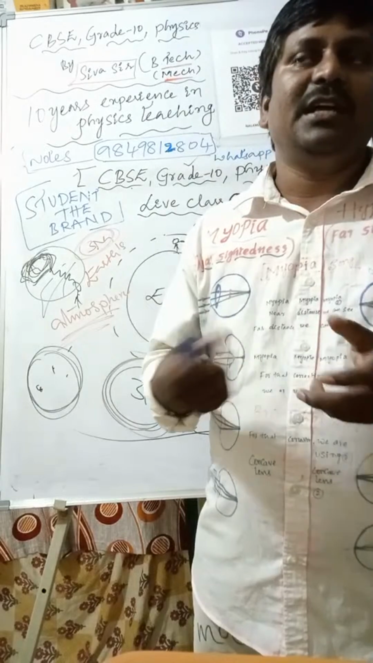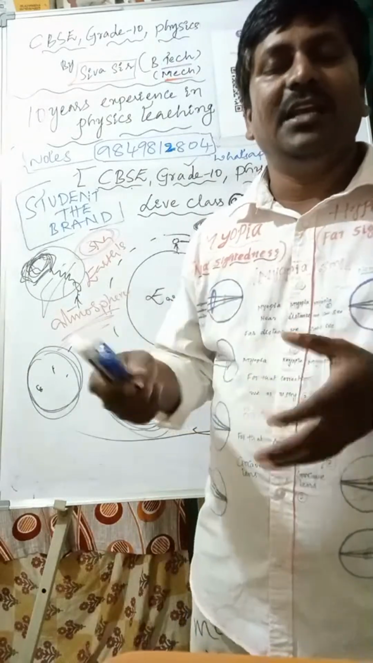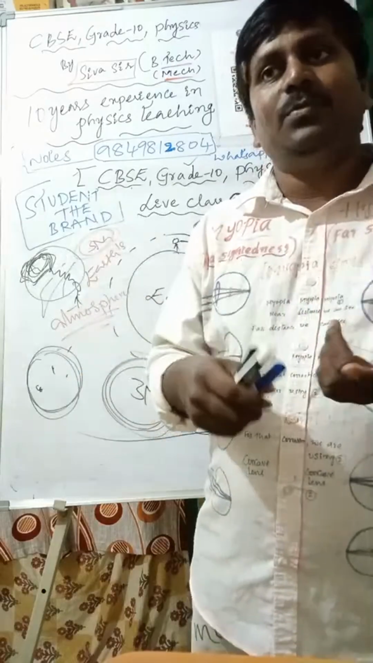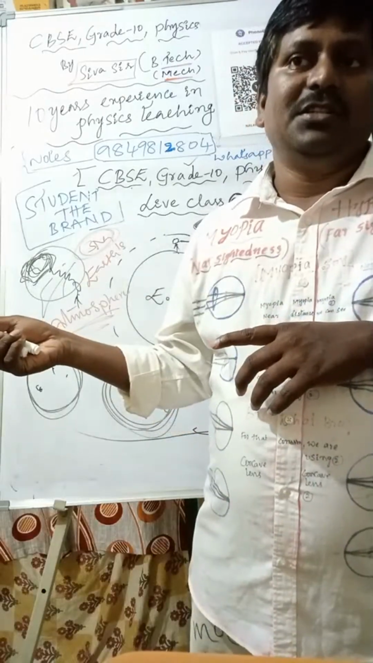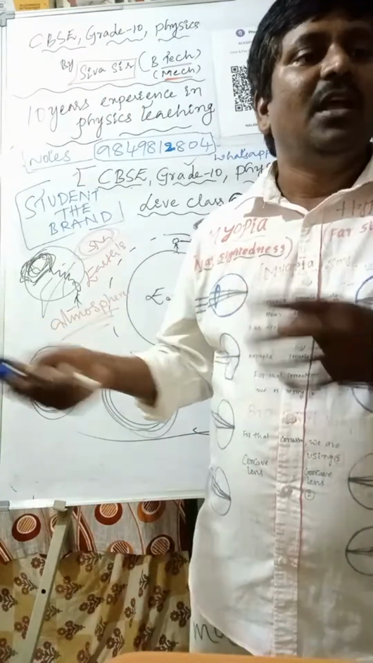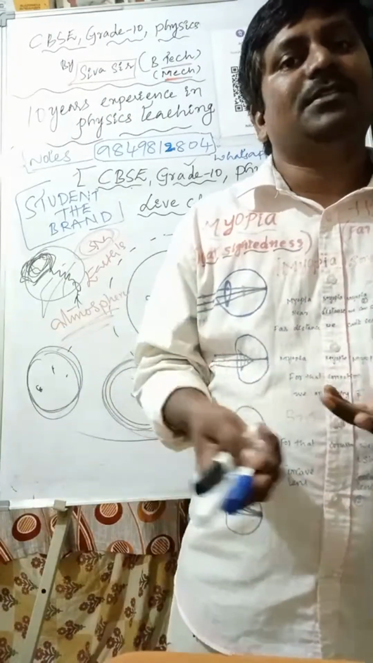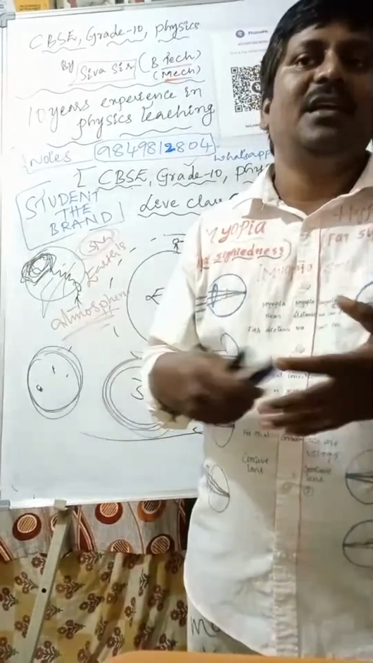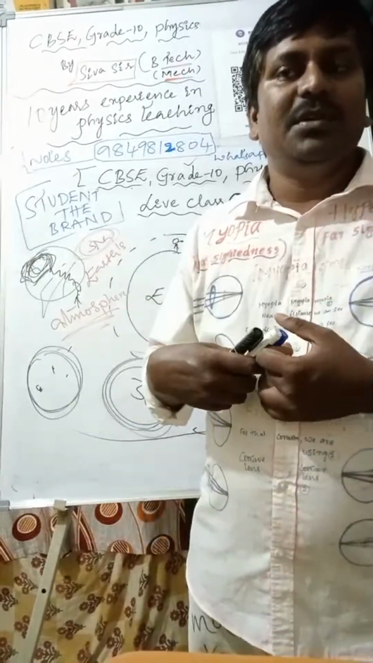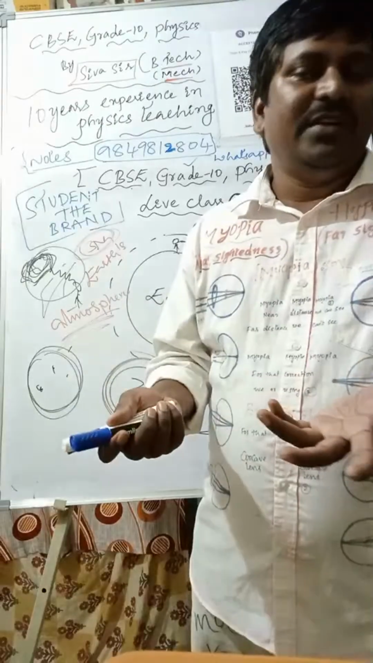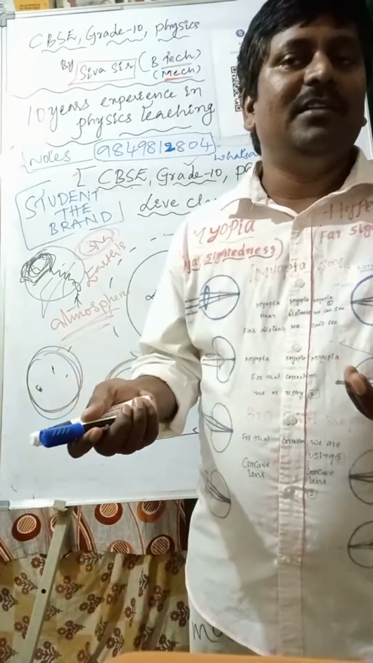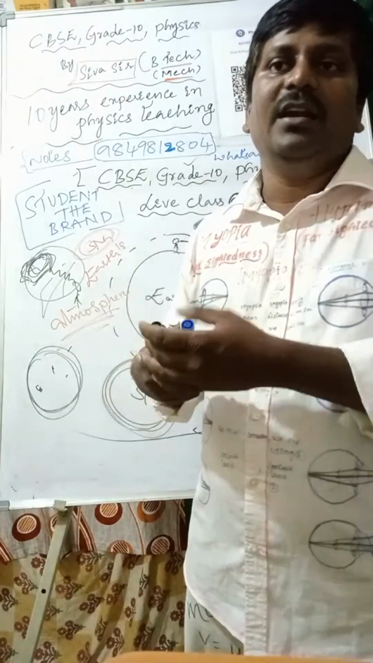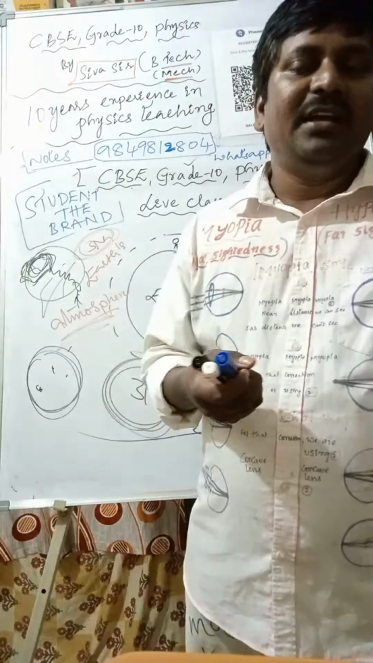The Tyndall effect we already discussed: the path of the light becomes visible when it is passing through a colloidal solution. A colloidal solution is nothing but a mixed solution, a heterogeneous medium. Homogeneous medium means particles exhibit the same nature; heterogeneous medium means particles exhibit different natures. When light passes through the colloidal solution, scattering of light takes place.